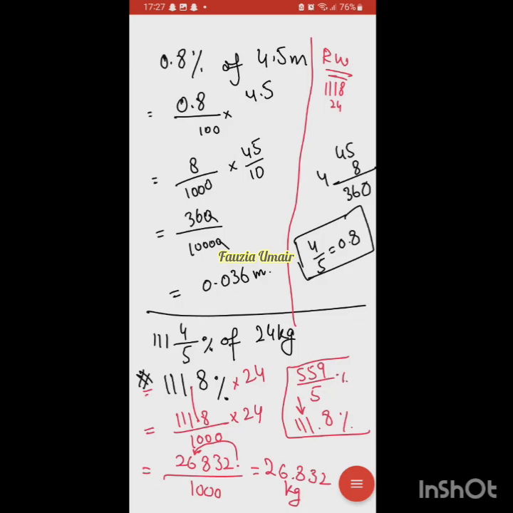So now this thing can come to your mind: the original was 24 kg, so why is the answer bigger than 24 kg? Why do you think 111 whole 4 by 5% of 24 kg is bigger than 24 kg? The reason is, if this were 100% of 24 kg, what would our answer be? 24. But now it is 111%, so 111% means they are asking about more, more values.